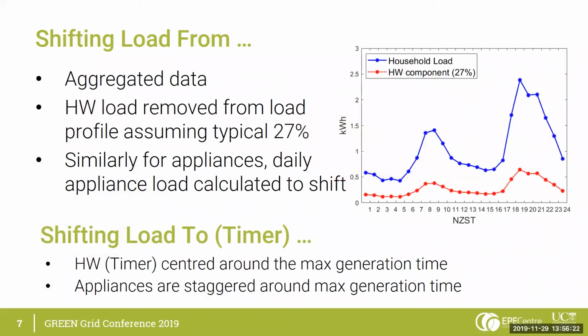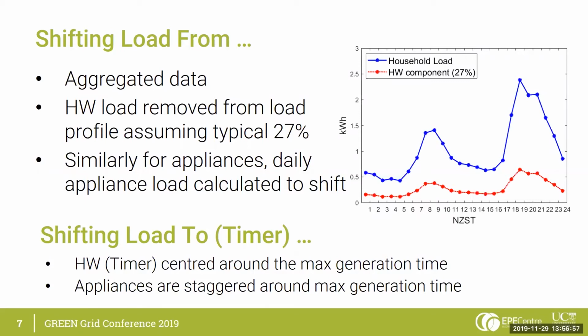So for shifting load, given that we've used aggregated data and not individual homes, we looked to remove the hot water load evenly across the profile. When we looked at data from EECA, typically your hot water load's around 27%. So what we've done is taken 27% of the load, which you know these peaks are quite likely a lot due to hot water, and removed that, to reintroduce with your shifted load later.